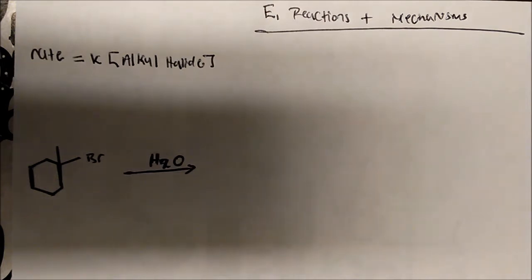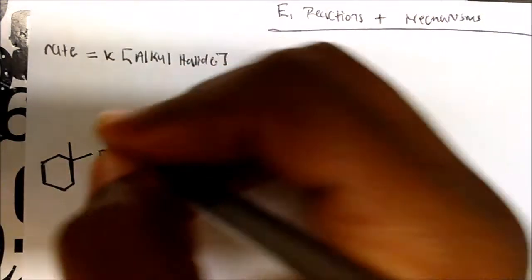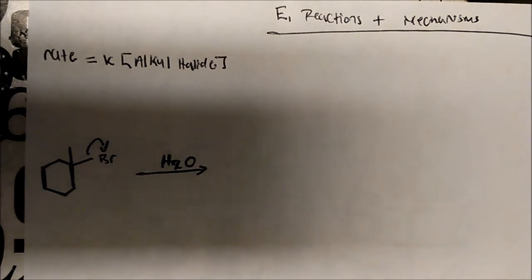Well, most of the time you'll see water, and behind this idea, E1 reactions will occur usually in tertiary alkyl halides, but secondary is also possible in the presence of a weak base. Right? Water is weak. This is a tertiary alkyl halide, so you could imagine this being crowded. Water is a weak base, and so what will happen is that this bromine will leave first. In the first step of the mechanism, the bromine will leave.